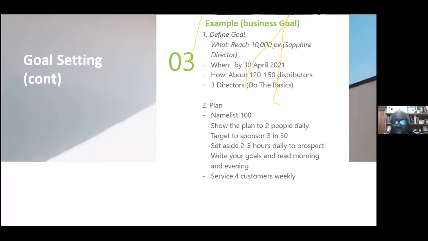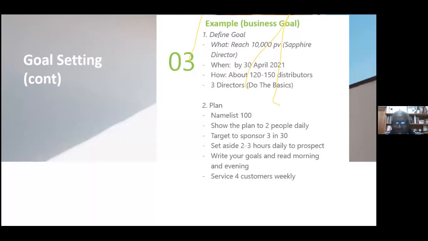The plan. What is the plan to become a sapphire director? First is you need to build a team. How do you build a team? 1, write a list of 100 people. 2, show the plan to 2 people daily. And the target is to do a 3 in 30. If you do 3 in 30 regularly, you're going to be a sapphire director within 12 to 15 months.